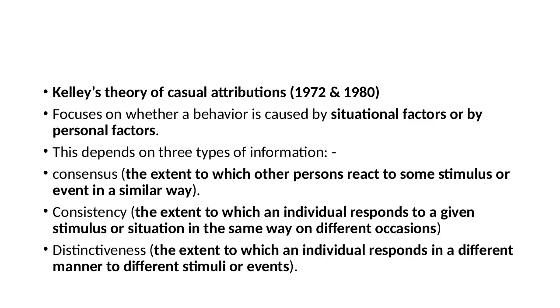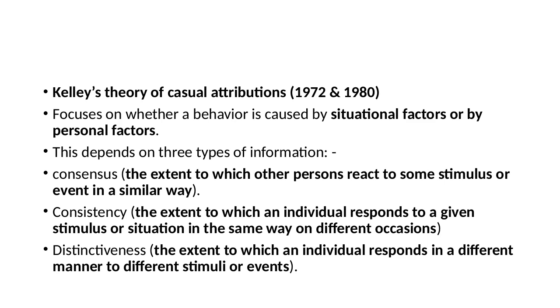Then the third theory is Kelly's theory of causal attribution, and it focuses on whether a behavior is caused by a situational factor or a personal factor. So for this theory, it will focus on determining whether this behavior is caused by the situation this individual is in, or by the personal factors of this individual. So this depends on 3 types of information. Number 1 is consensus, the extent to which other persons react to some stimuli or event in a similar way.